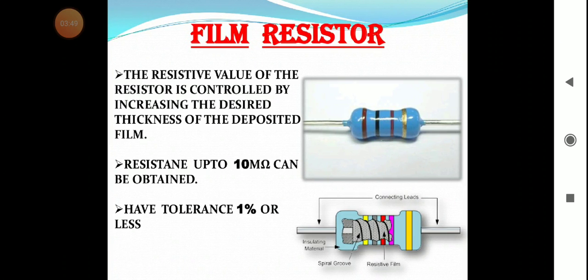Coming to the film resistor, the resistivity value of the resistor is controlled by increasing the desired thickness of the deposited film. So that's why it is called a film resistor. Resistance up to 10 mega ohm can be obtained. It has a tolerance of 1% or less.